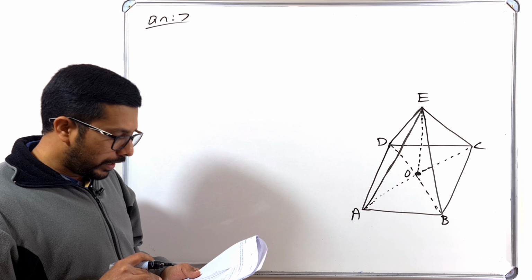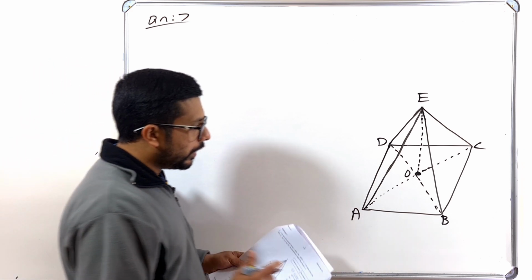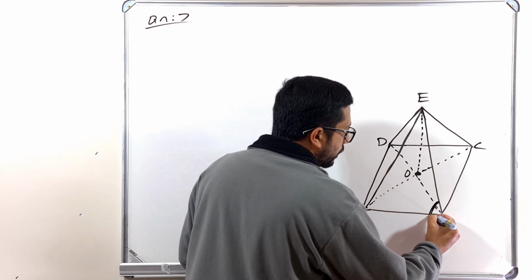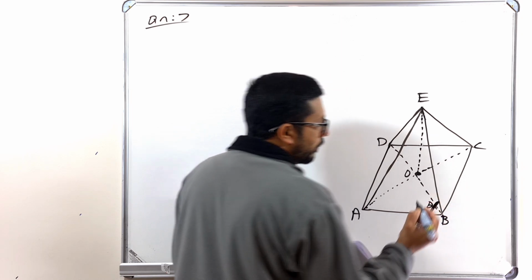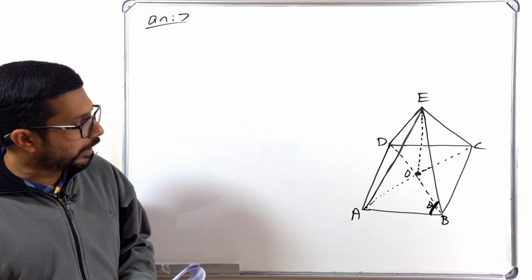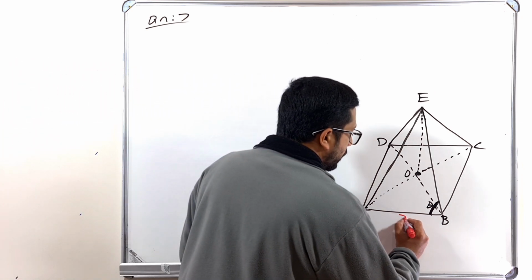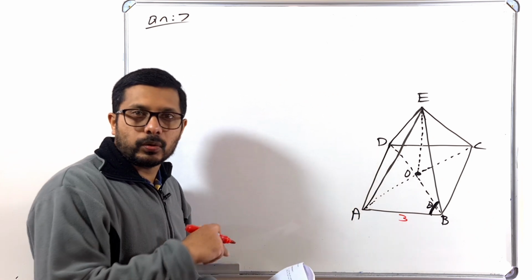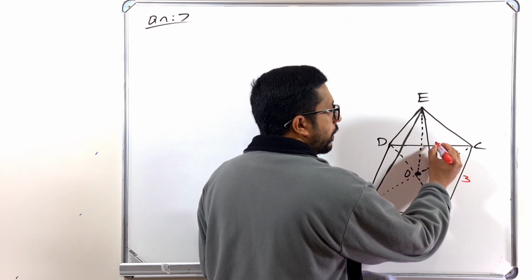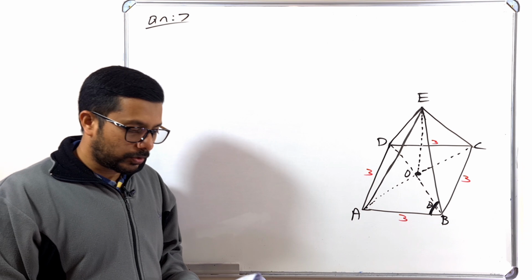Angle EBA is given as theta. Which one is EBA? EBA, that means this total angle, it is given as theta. Now AB is 3. AB is given as 3, one side of the square, the bottom one is a square. So one side is given as 3, what about this side? This is 3, this is 3, and this one is 3, because that one is a square. The base is a square pyramid.